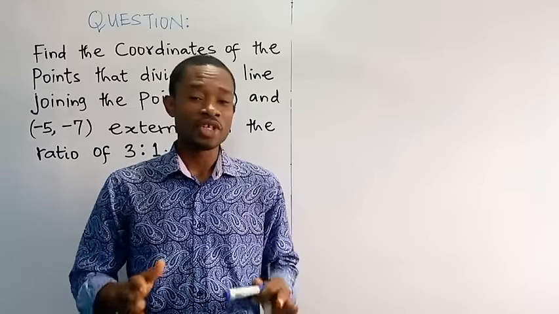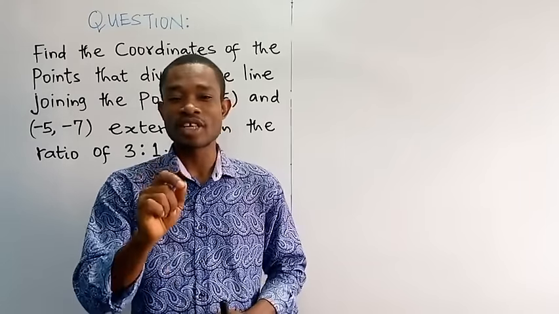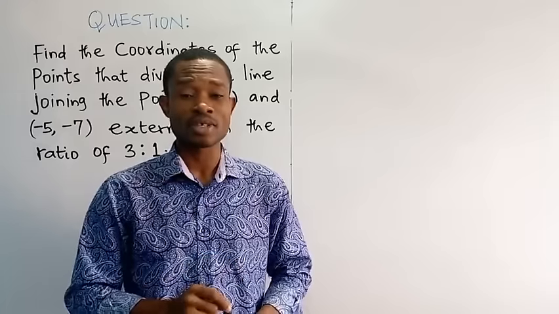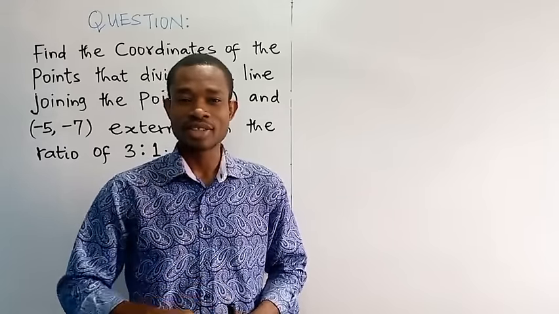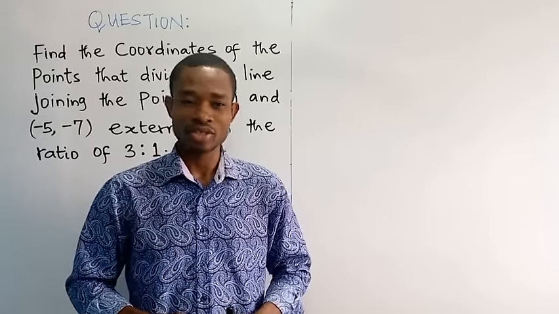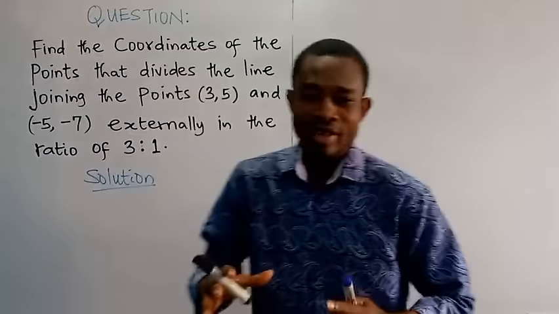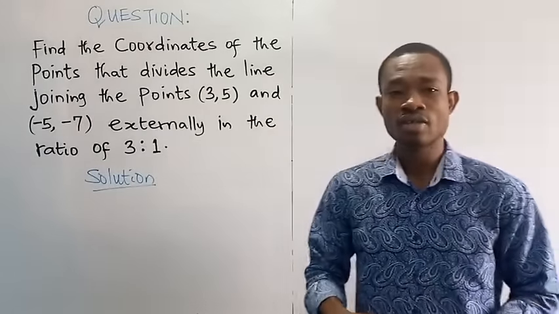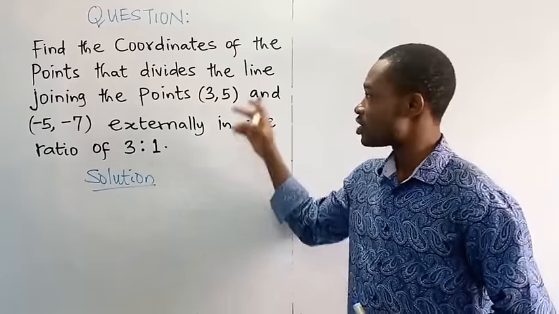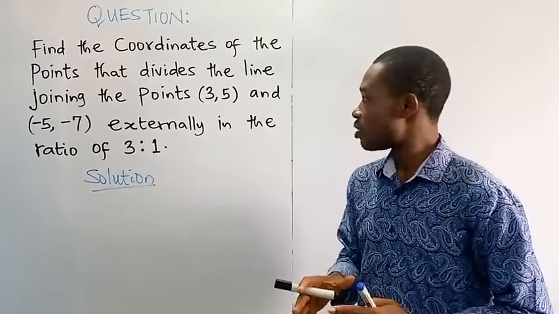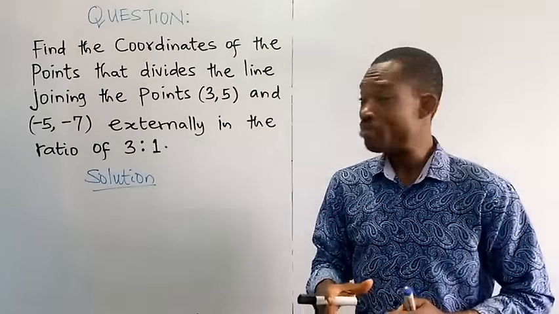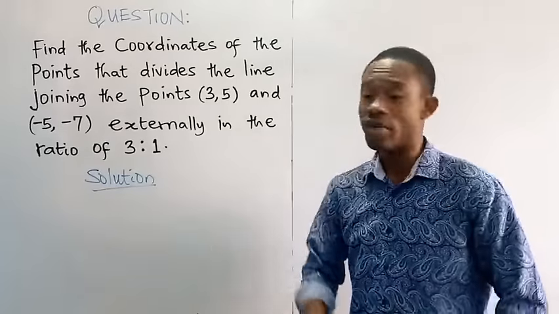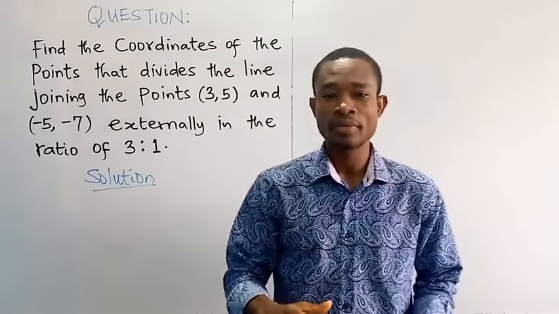And in this video, I would like us to quickly give attention to a problem. It's a mathematics question extracted from coordinate geometry. In this question, we are required to find the coordinates of the point that divides the line joining the points (3, 5) and (-5, -7) externally in the ratio of 3:1.